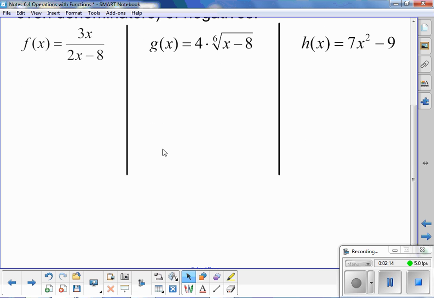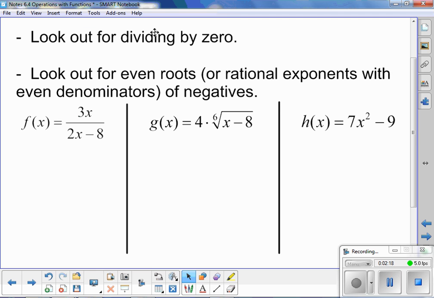So these three examples we had in class. First one is 3x over 2x minus 8. Now, two things you're looking for: dividing or even roots. This one has division, so your little red flag in your mind should come up and say, uh-oh, something might happen. Right here we have an even root, so same thing, same little warning sign in your brain should say, okay, hold on, there might be a restriction on the domain.